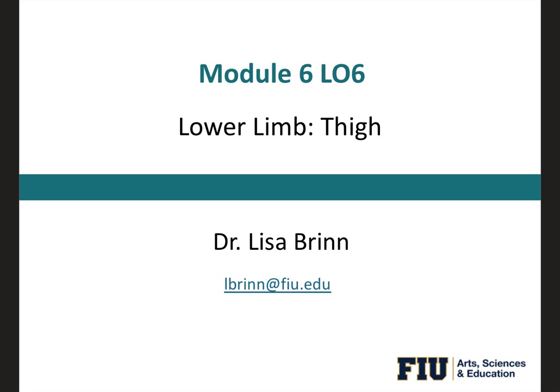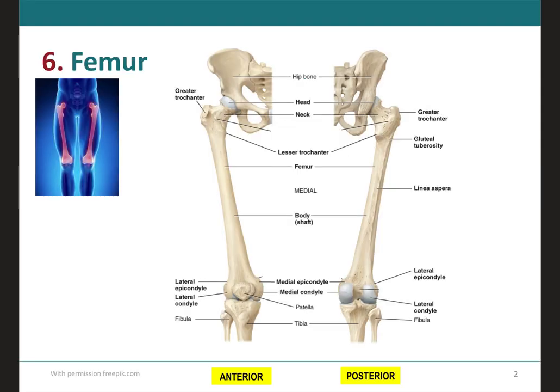Hello everyone. Moving right along in this PowerPoint presentation, we're going to be covering the thigh as part of the lower limb. The femur, which is the biggest bone in our body, is the single bone located in the thigh region. It will articulate superiorly with the hip bone right over here, and inferiorly with the tibia at the knee joint. The patella will only articulate with the distal end of the femur.